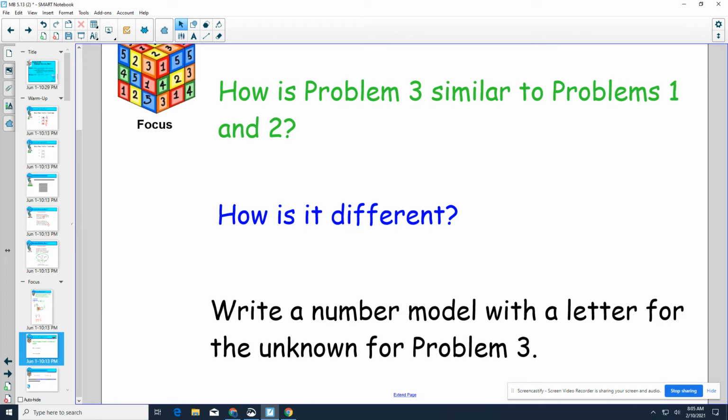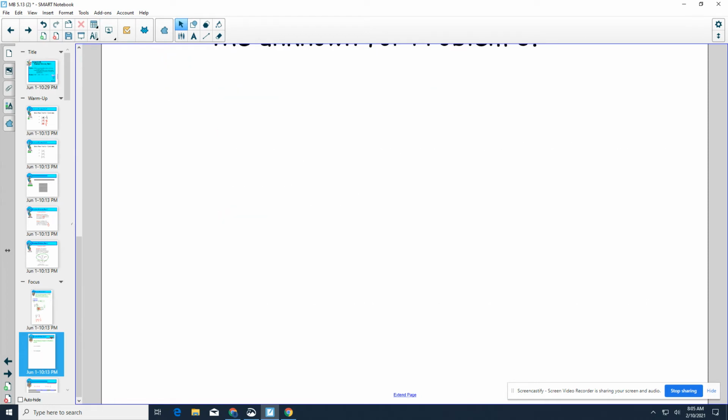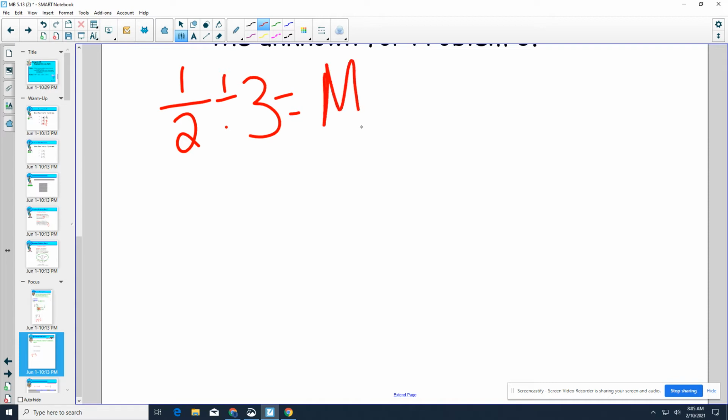So write a number model with a letter for the unknown for problem 3. So here's what that would look like. 1/2 divided by 3, and we don't know what the answer is. That's the unknown, so we put a variable or a letter. So when you get algebra, you put a letter in place of the answer until you find it.